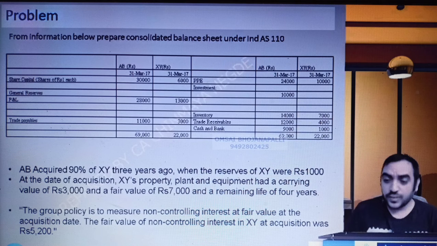Good evening. So we are doing consolidation. We started the full-fledged problems. Instead of doing a revision, let us do one more small problem itself, and along with that we will also get to know the revision part of it. So come to this problem. From the information below, prepare consolidated balance sheet under IND AS 110. I think this is the problem we are supposed to do now.